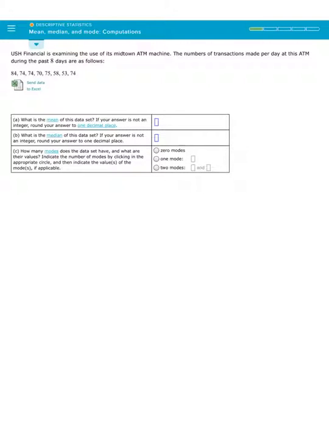In this video, you will learn how to find mean, median, and mode for a sample dataset. USH Financial is examining the use of its Midtown ATM machine. The numbers of transactions made per day at this ATM during the past 8 days are as follows: 84, 74, 74, 70, 75, 58, 53, 74. Our task is to find the mean, median, and mode or modes for this sample dataset.